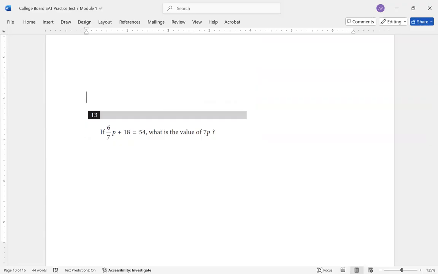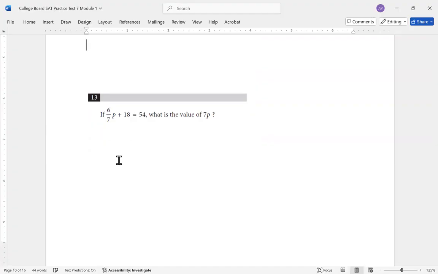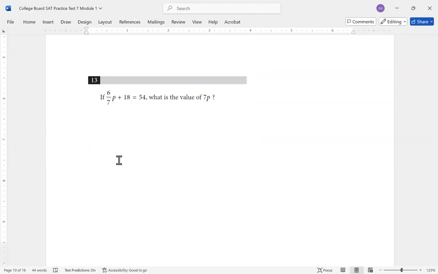Question 13. If 6 over 7 p plus 18 is equal to 54, what is the value of 7p? There's a couple of different ways to solve this one. They're very, very similar. We have 6/7 times p plus 18 is equal to 54. So the first thing I would do is subtract 18 from both sides. That way I get 6 over 7 p is equal to 36.